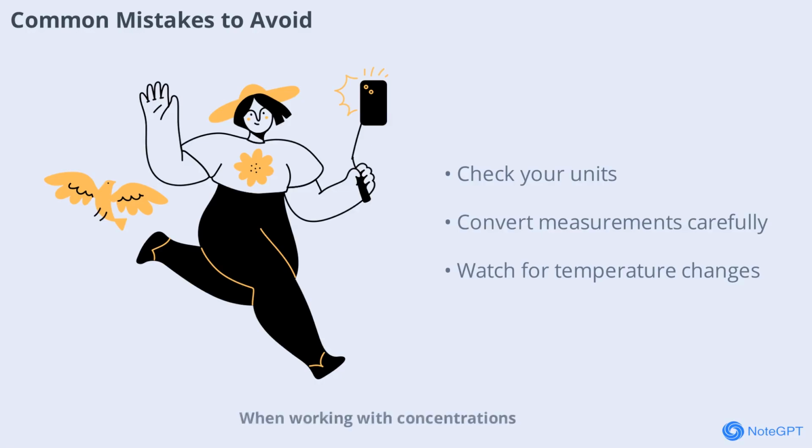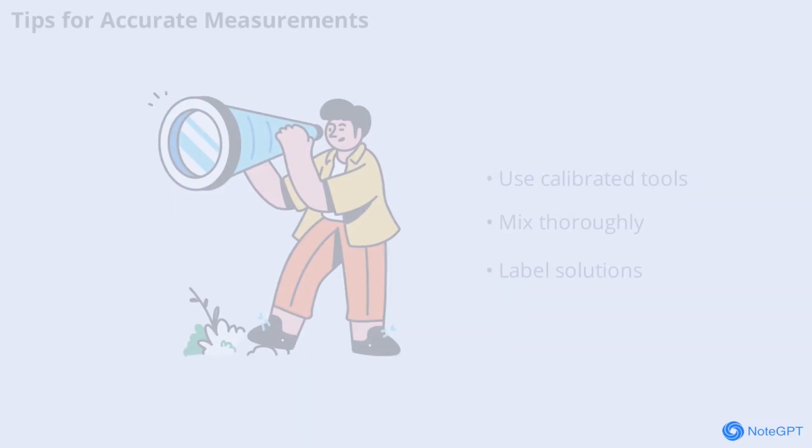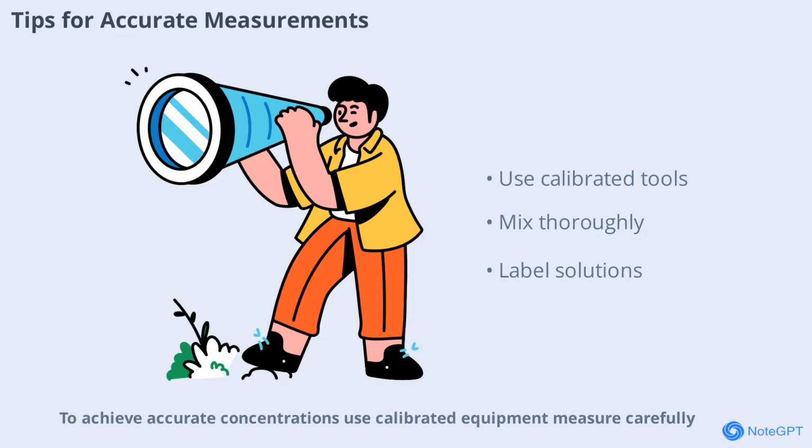When working with concentrations, it's easy to mix up units or forget to convert measurements. Always double-check whether you're using mass, volume, or moles and ensure your units are consistent. Pay special attention to temperature effects when using molarity and always use accurate measuring tools for precise results. To achieve accurate concentrations, use calibrated equipment, measure carefully, and follow standard procedures.